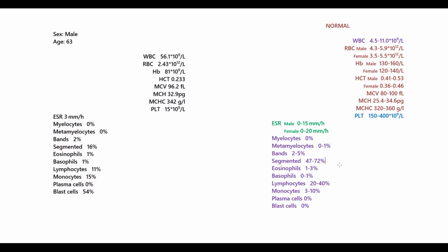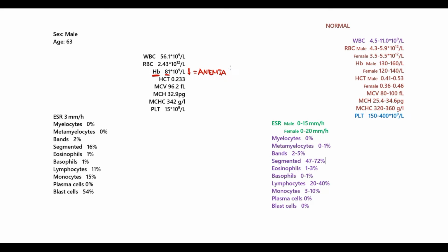The first value that we are looking at is blood hemoglobin level. 81 hemoglobin is lower than normal. Decrease in hemoglobin concentration we call anemia, and once we see anemia, we have to determine how severe the anemia is and which type of anemia it is according to the size of red blood cells.